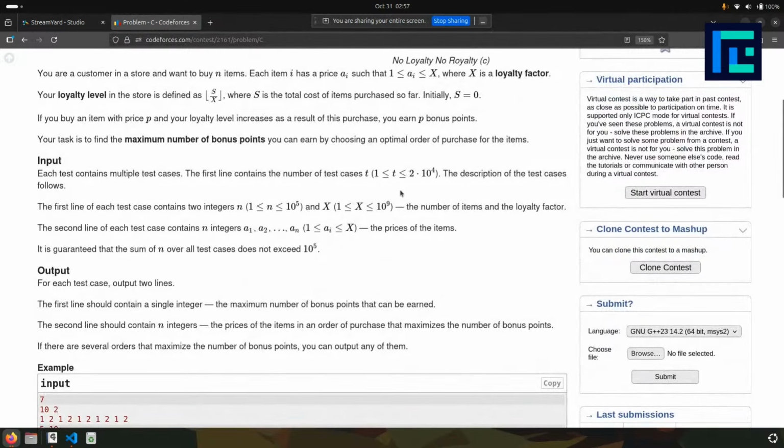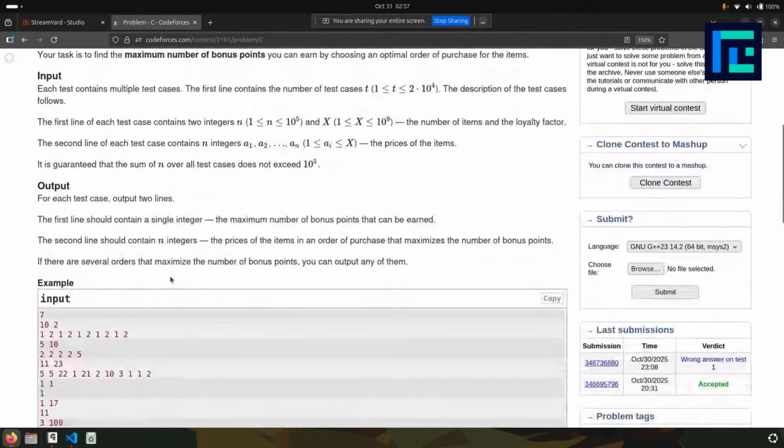The constraints for the problem are: T is still 2e4, N is still 1e5, X is still 1e9, and A_i is given from 1 to X, and the sum of N over all test cases does not exceed 1e5. So basically the expected time complexity would be O(N) or O(N log N). N squared would again not work here.